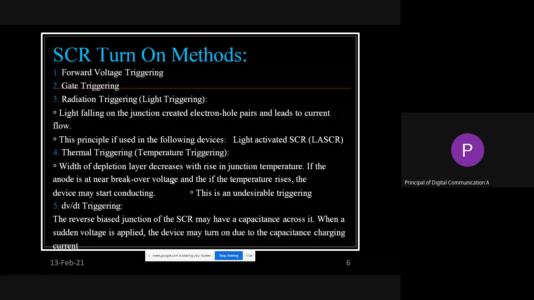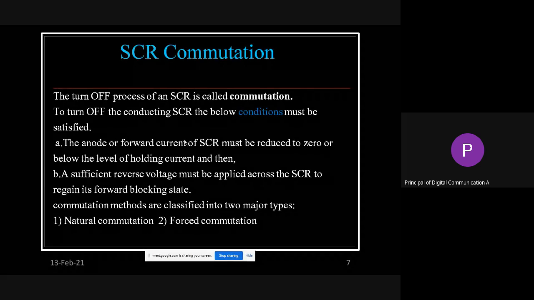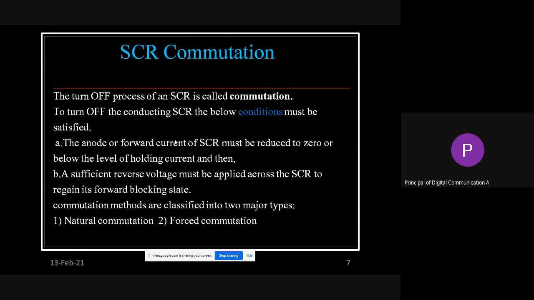Now this is the previous slide from yesterday, showing how the SCR can be turned on, so that we have seen yesterday. And with that we will go ahead today with the SCR commutation.